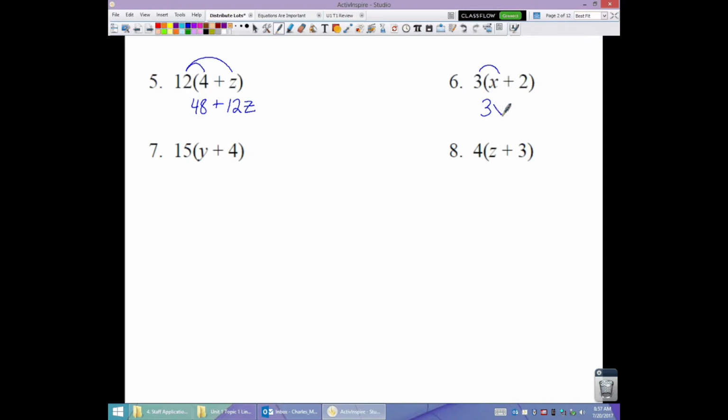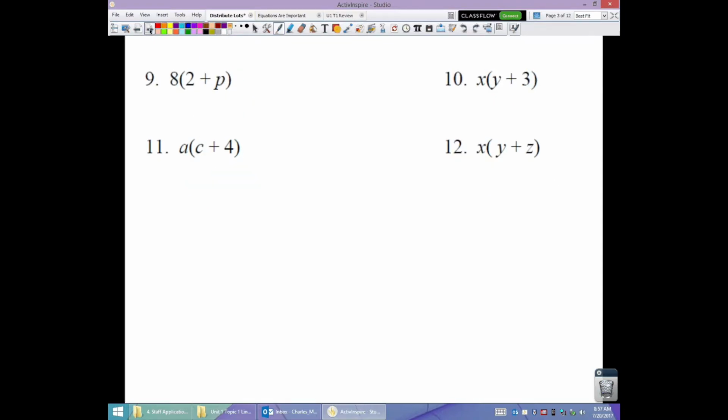3 times x, 3x. 3 times 2, 6. 15 times y, 15y. 15 times 4, 60. 4 times z, 4z. 4 times 3 is 12. Number 9, 8 times 2, 16. 8 times p, 8p.